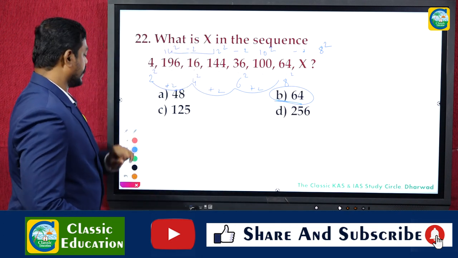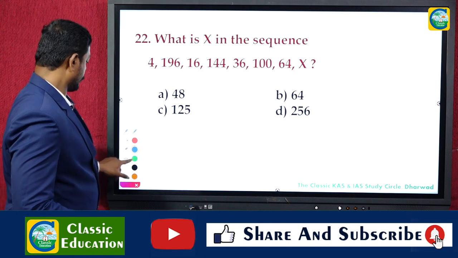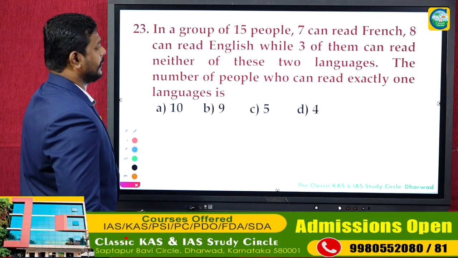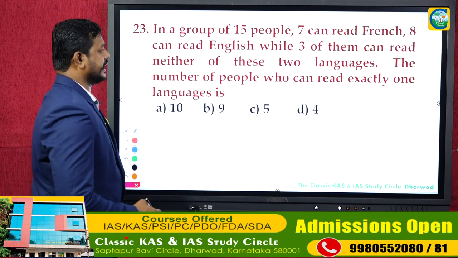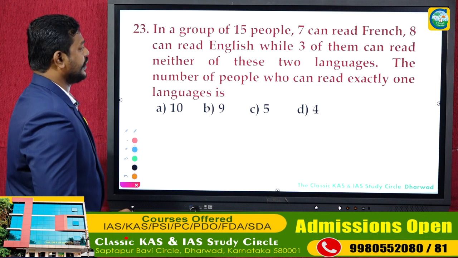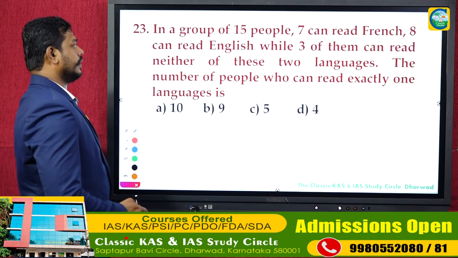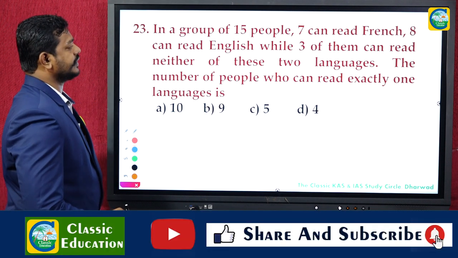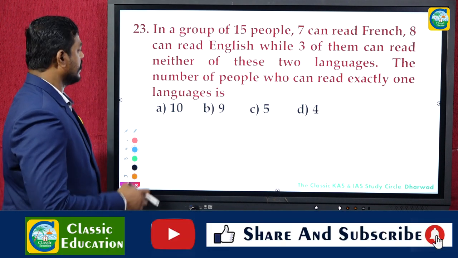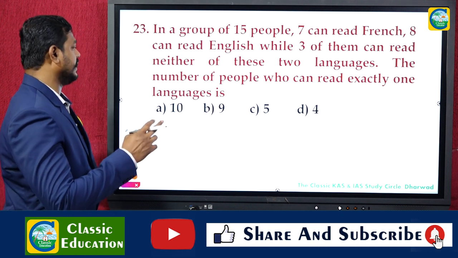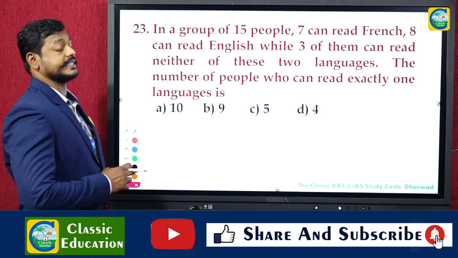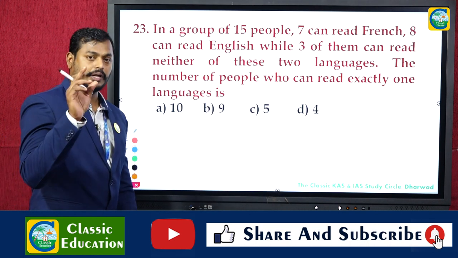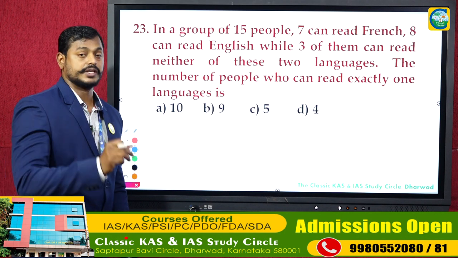Okay, fine. So we'll move to the next question now. In a group of 15 people, 7 can read French, 8 can read English, while 3 of them can read neither of these two languages. Then the number of people who can read exactly one language is? When these types of questions are given, friends, then you have to draw particular diagrams. That is what we call Venn diagrams.